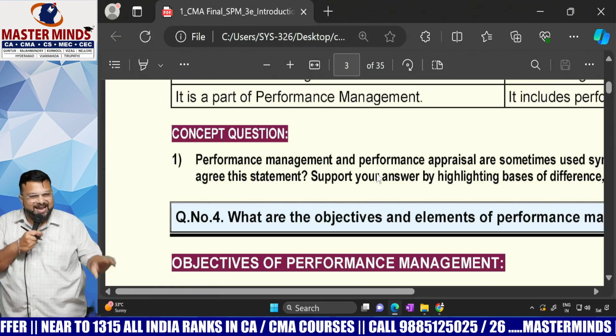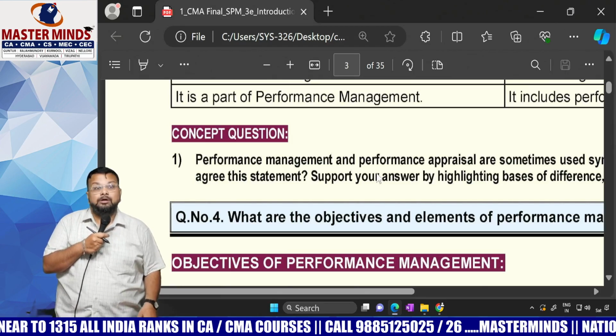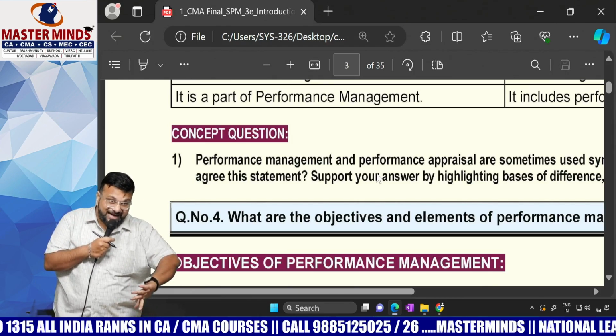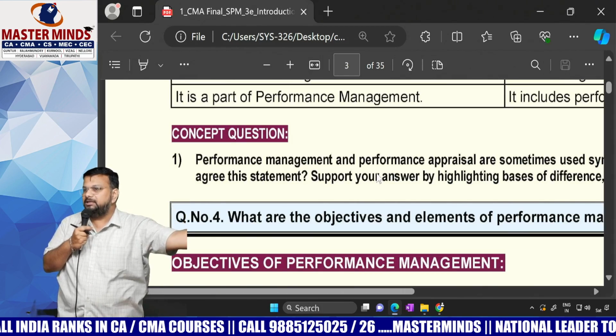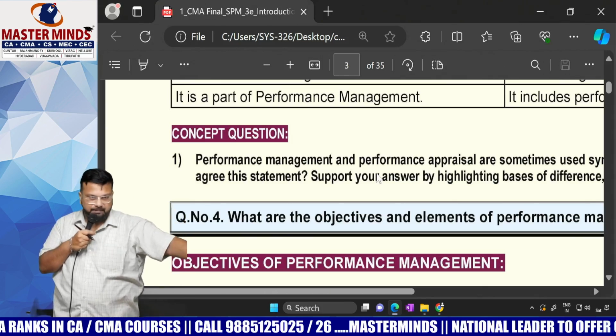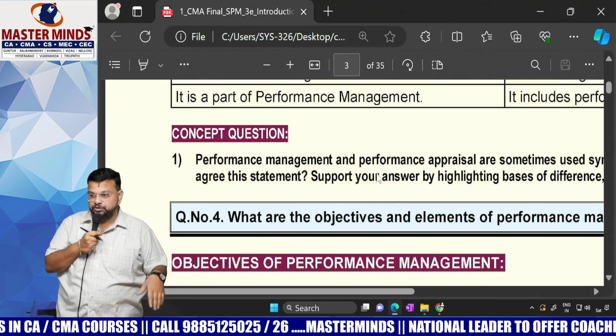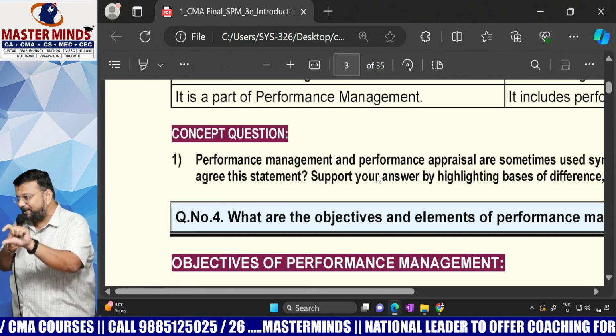Now who is going to define the standards? Both management as well as employee. It's a team effort, Nana. Both have to sit together. That's why we have the terms appraiser and appraisee.